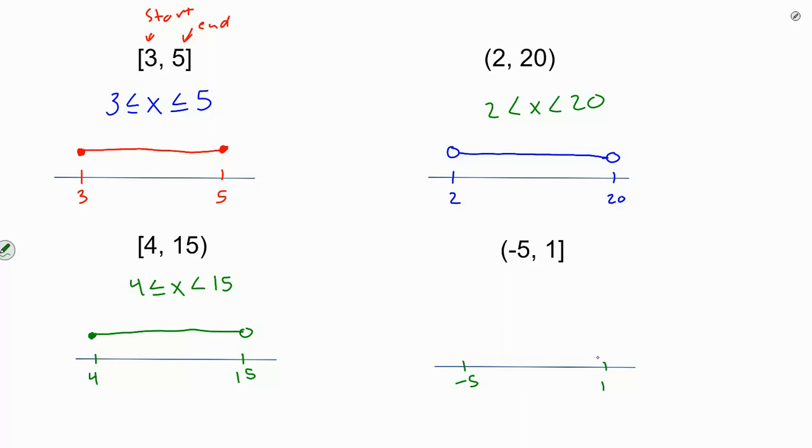So same idea. I'm going to have a closed circle at 1 because of this bracket. I'm going to have an open circle at -5, then I connect them. So I'm looking at all the numbers between -5 and 1. So this would be x is greater than -5, but at the same time, it's less than or equal to 1. And it's equal to because of that bracket.